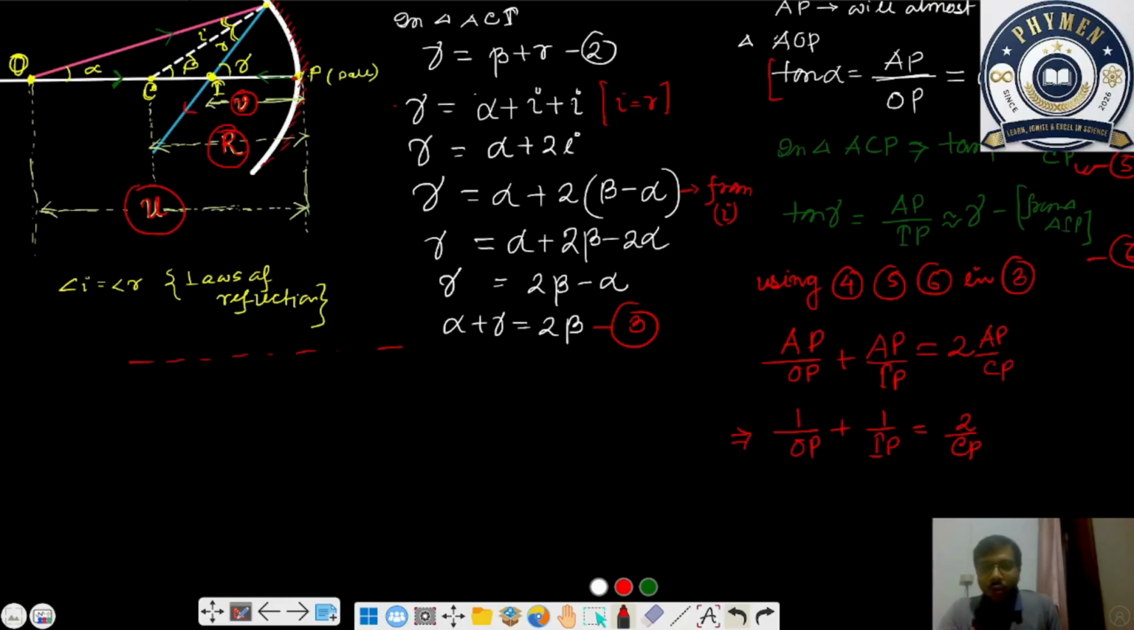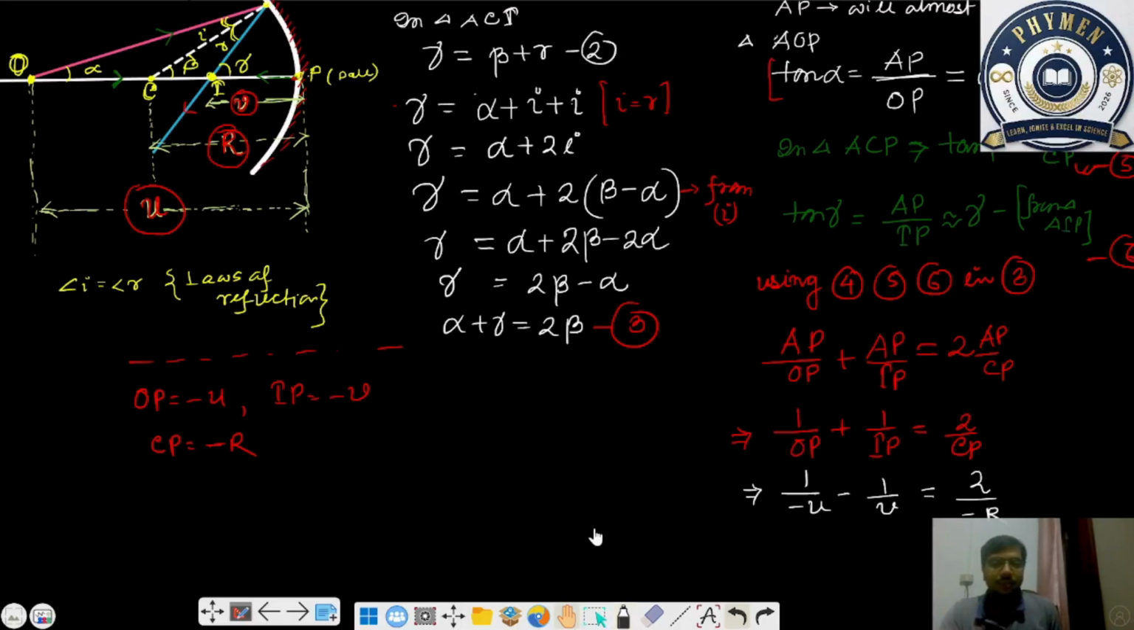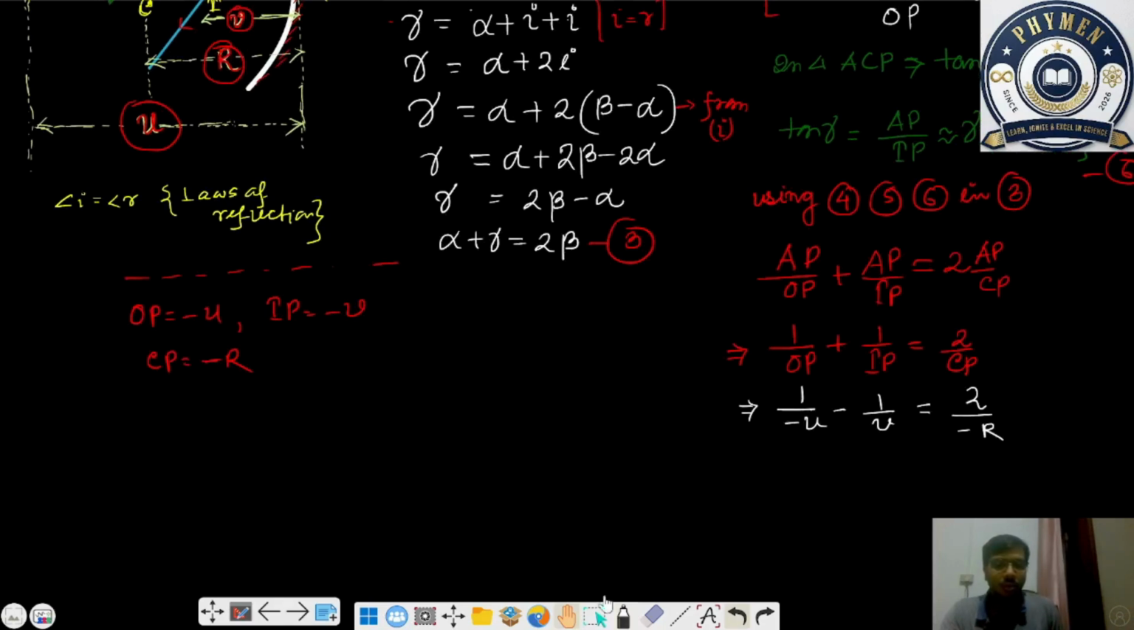So we have OP equal to minus U, IP equal to minus V, and CP equal to minus R. Now if we put these values here, we get 1 by minus U, and minus 1 by V, is equal to 2 by minus R. So if we put these values again, we get 1 by U plus 1 by V equal to 2 by R.